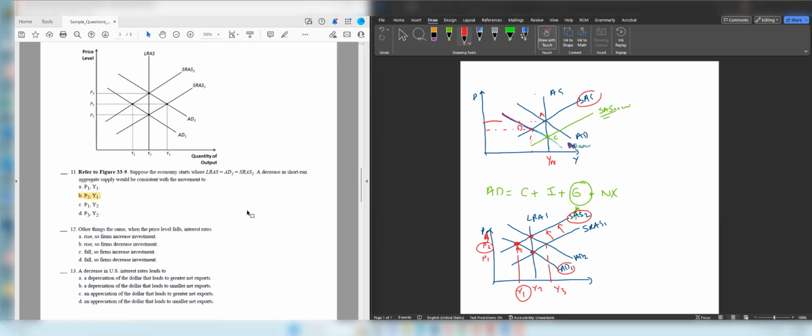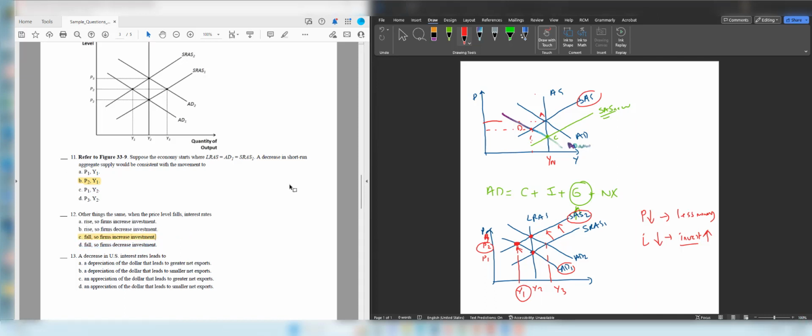Other things the same, when the price level falls, interest rates... So let's understand this. If the price levels fall, then what happens? People demand less money, so demand for money goes down. When people demand less money, interest rates are going down. If the interest rates are going down, then people invest more. Why? Because borrowing now is cheap. So therefore investment increases. So the right answer is fall. So firms increase investment.